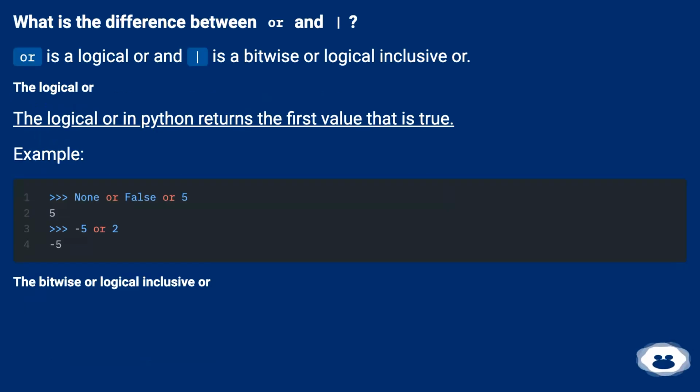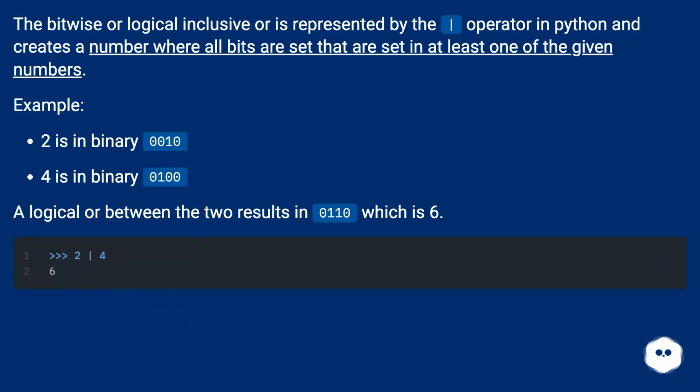What is the difference between or and |? or is a logical OR and | is a bitwise or logical inclusive OR. The logical OR in Python returns the first value that is true. Example. The bitwise or logical inclusive OR is represented by the | operator in Python and creates a number where all bits are set that are set in at least one of the given numbers.